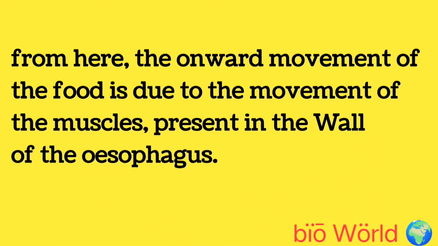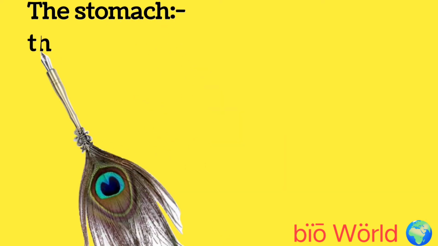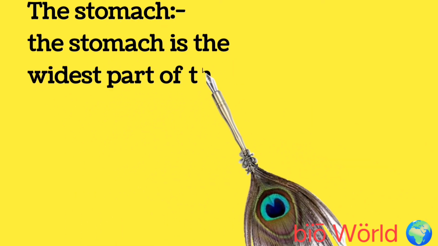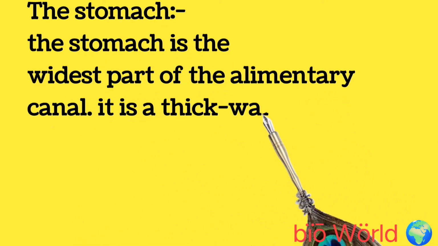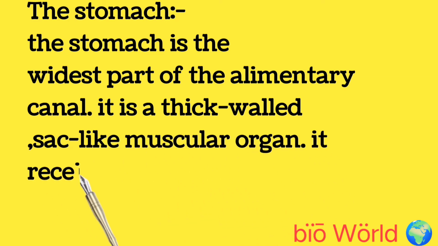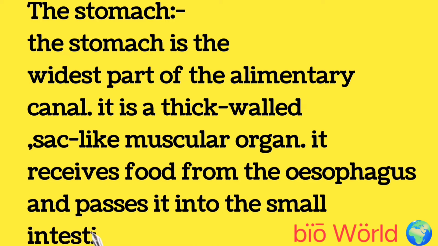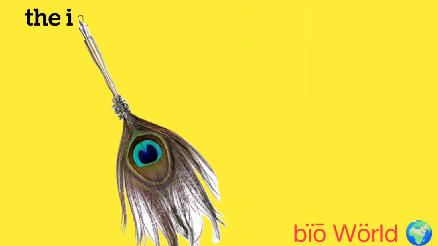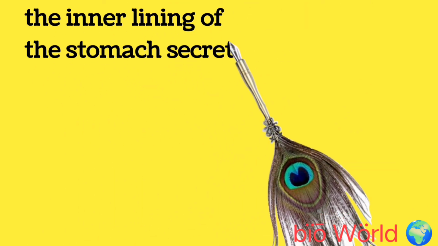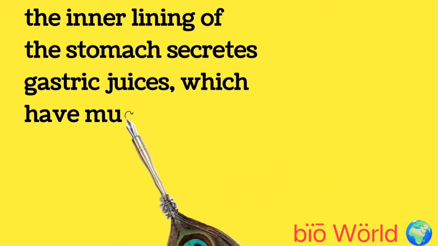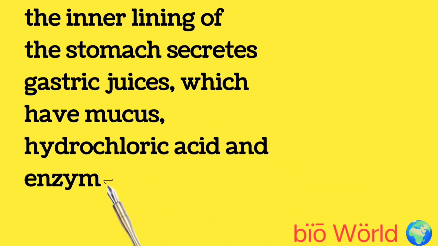The stomach is the widest part of the alimentary canal. It is a thick-walled, sac-like muscular organ. It receives food from the esophagus and passes it into the small intestine. The inner lining of the stomach secretes gastric juices, which have mucus, hydrochloric acid and enzymes present in them.